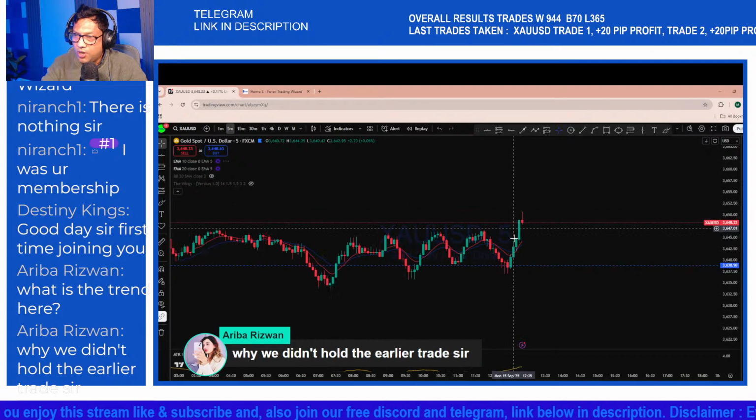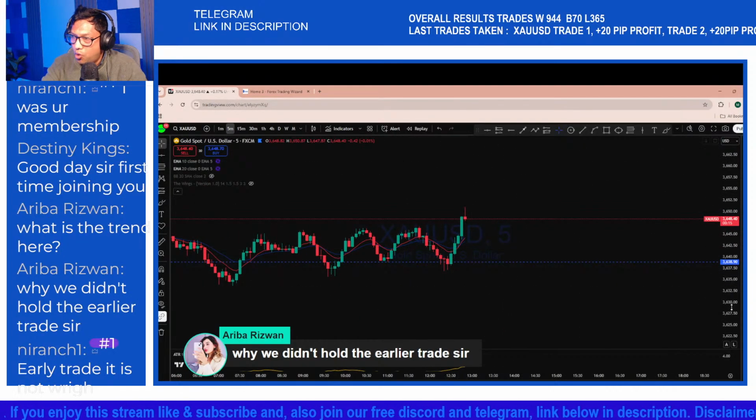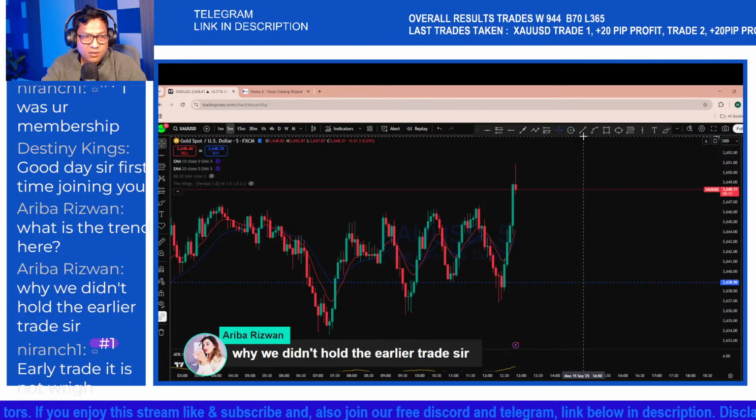So let's look at here. You can see from this zone that we have opened the position, the market has crossed that high.